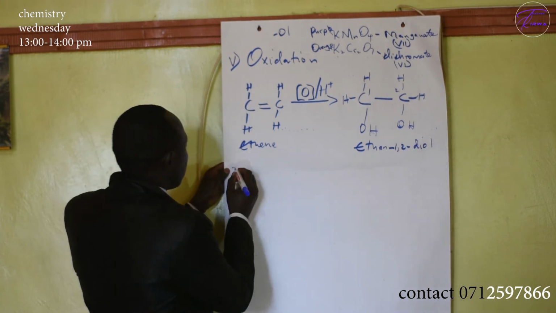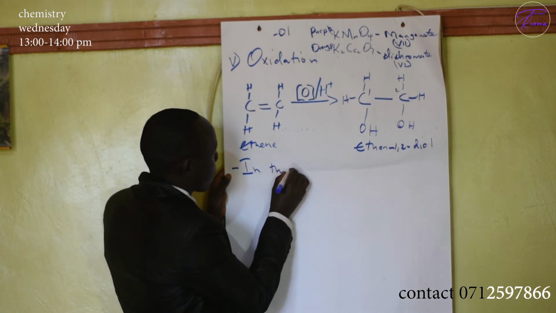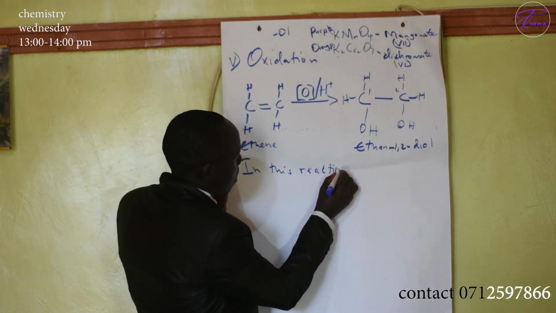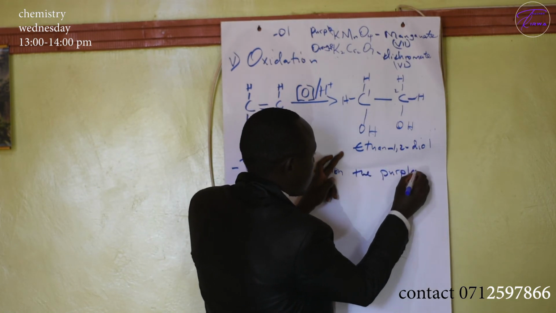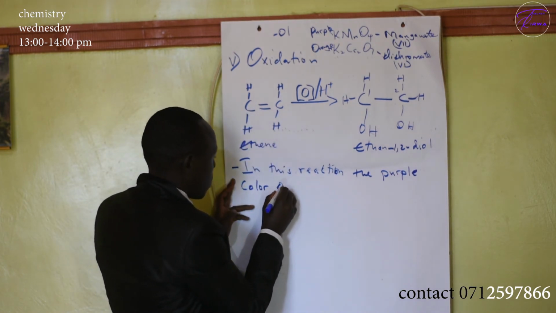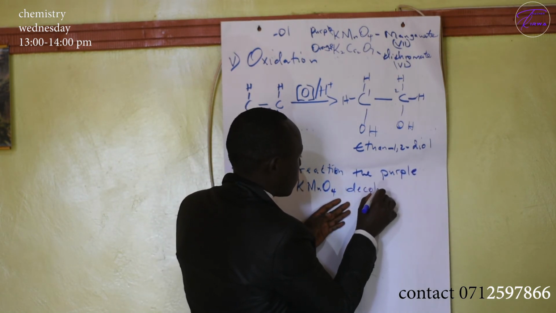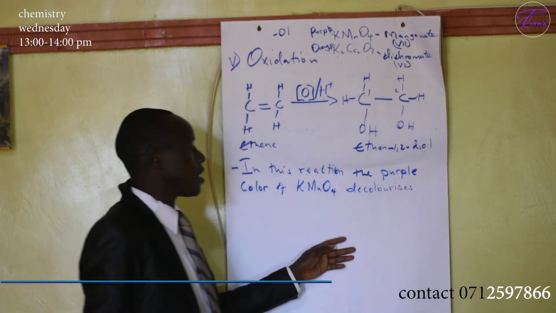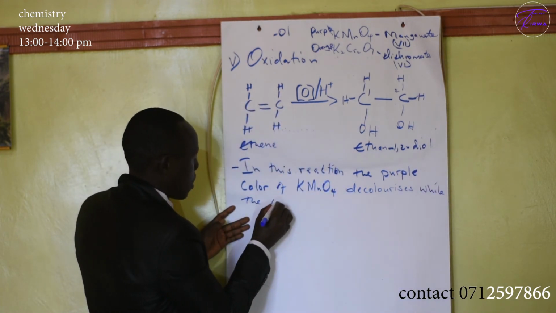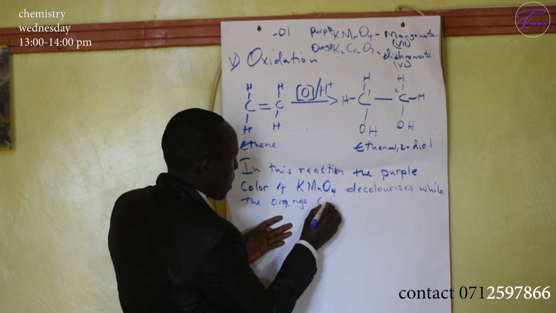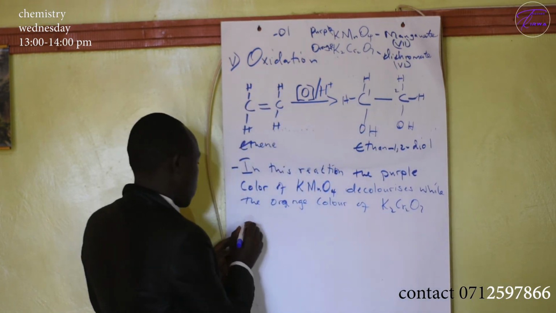Now maybe one thing we should mention about this is that in this reaction, the purple color of potassium manganate 7 decolorizes, or is decolorized, while the orange color of potassium dichromate 6 changes to green.